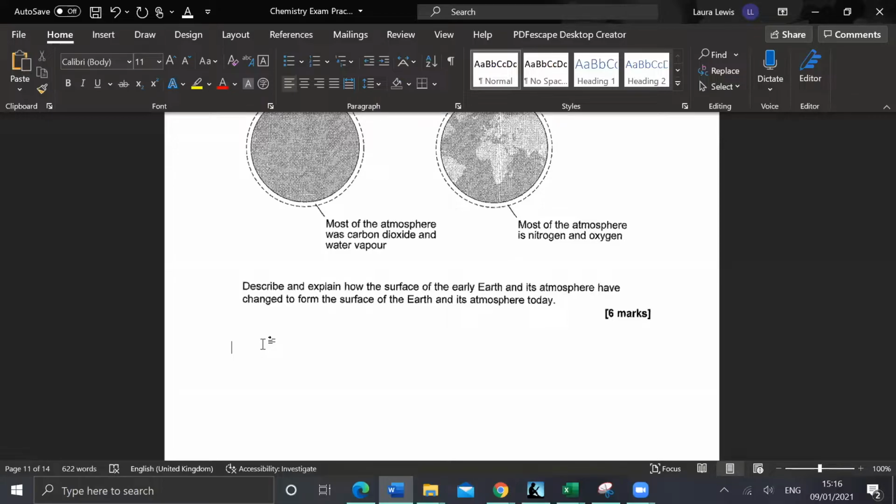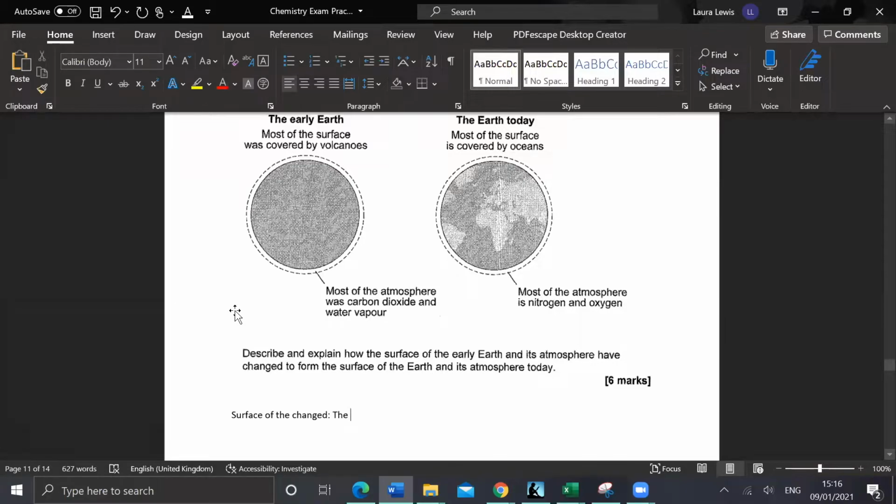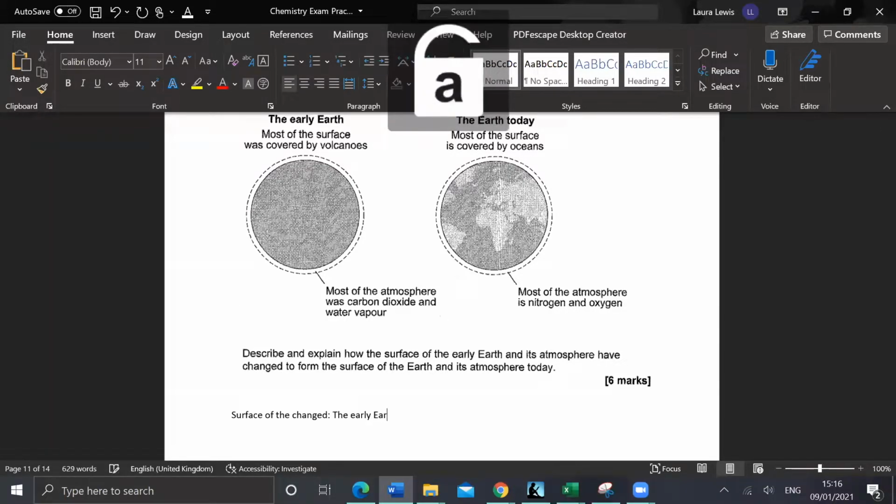So, surface of the Earth. Let's do one at a time then. How the surface of the Earth changed. It's always good to separate it out, because then you don't forget it. If there are 2 parts to a 6-mark question like that, you can forget one. So the surface has changed. The early Earth was covered in volcanoes, and mostly molten. We take what we've been told first.